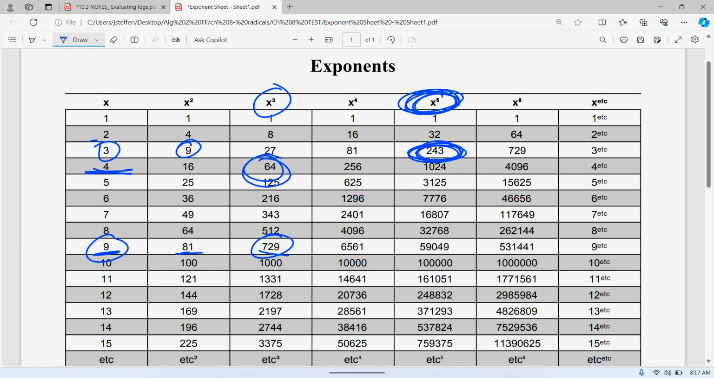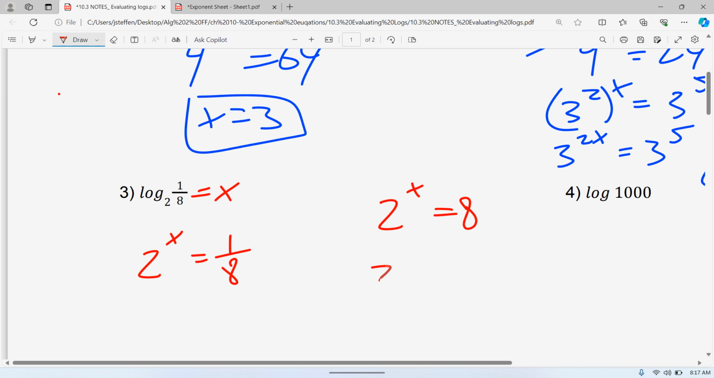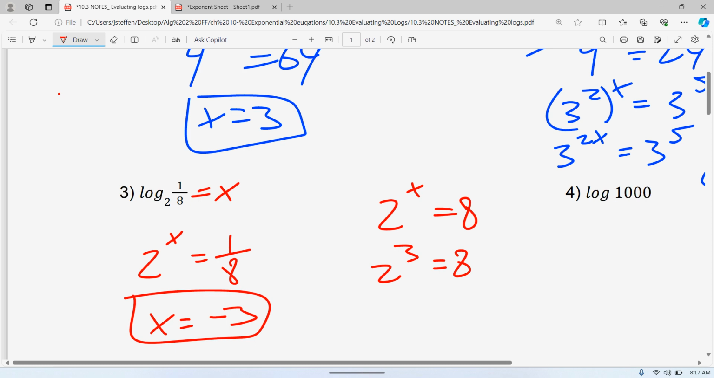This whole number would be 8, that'd be 2 to the third. 2 to the third is equal to 8. To get 1/8, instead of 3, it's just -3. So x is equal to -3. So again, it's the same thing. Whatever number would be your denominator, whatever bottom number, it just makes it a negative since it's 1 over that.